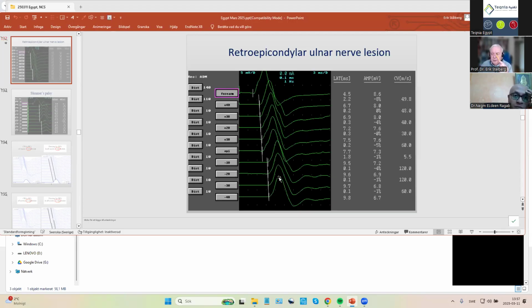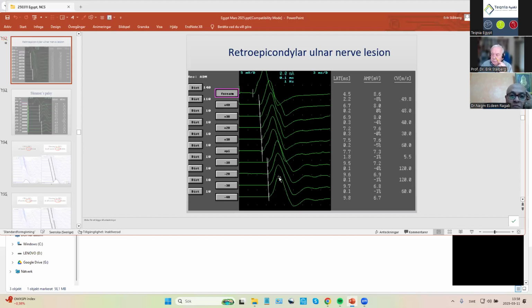We record from the nasalis, and maybe we have the reference here, and compare to the amplitude on this side and have reference here. If the amplitude here on the paretic side is very low, if it is only 10% of this side, then we have an axonal degeneration, and that is a bad prognosis. It takes many months.